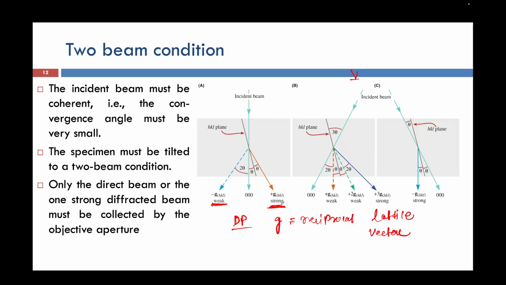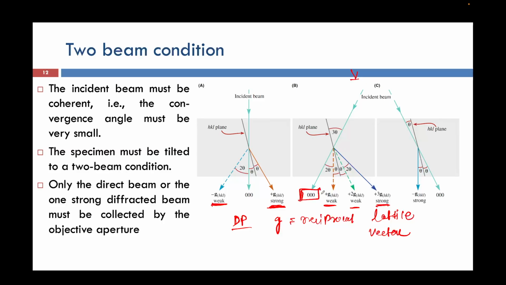So the moment I rotated my incident beam, the HKL plane is staying as it is. The plus G is now a weak reflection, and the plus 2G is also a weak reflection. However, the plus 3G is now a strong reflection. So this is how I always remember: 0 0 0 will be the strongest reflection or the strongest spot. You will be able to get that.